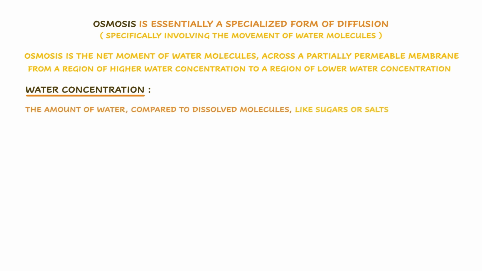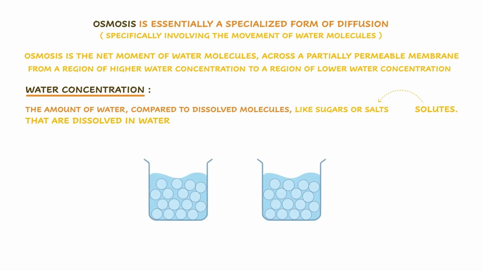Essentially, water concentration refers to the amount of water present compared to dissolved molecules like sugars or salts. These dissolved substances are known as solutes. To illustrate, imagine two beakers, both containing the same volume of water. We'll represent water molecules as blue particles for clarity.